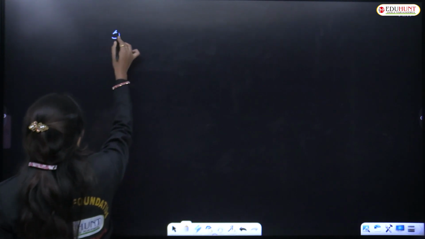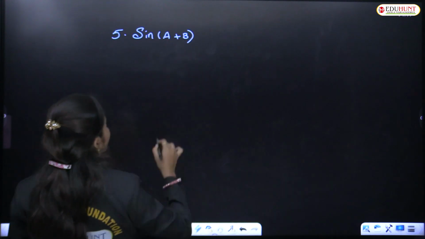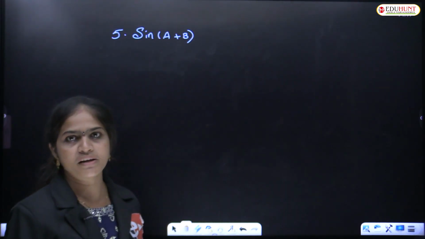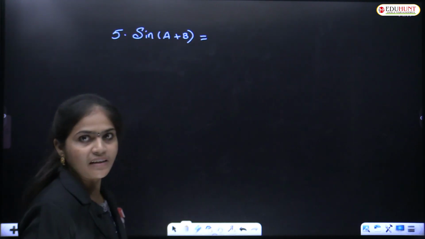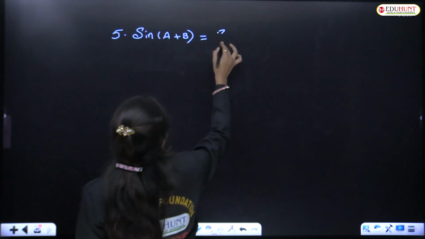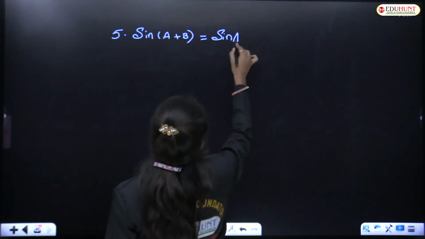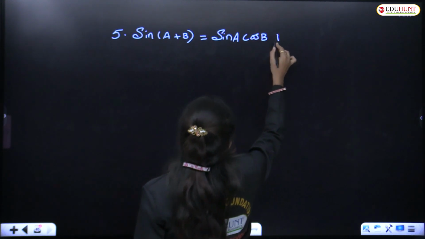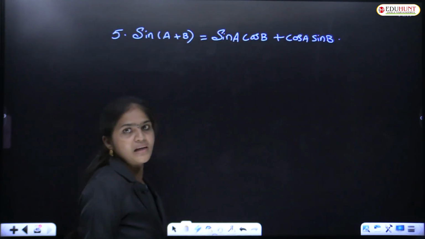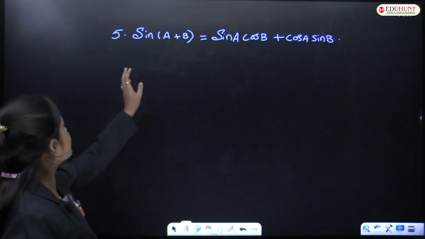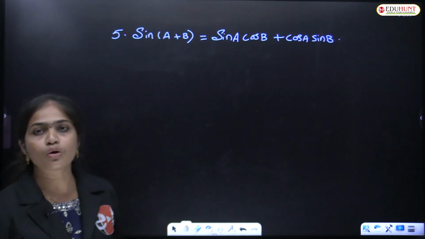So the next, 5th formula is sin of A plus B. What is that formula here? The sin of A plus B formula we need to find out. Okay. So here sin of A plus B, we can write this as, first I'll write the formula here, later I'll tell you the proof. Okay. Sin A cos B plus cos A sin B. So this is the formula to find sin of A plus B. Sin of A plus B formula is sin A cos B plus cos A sin B.